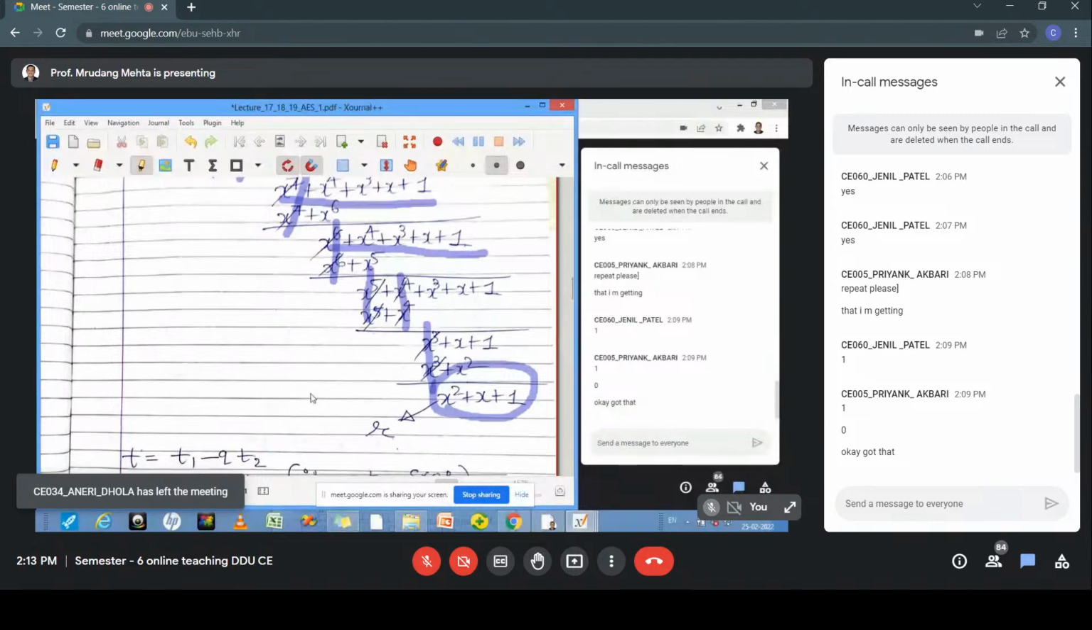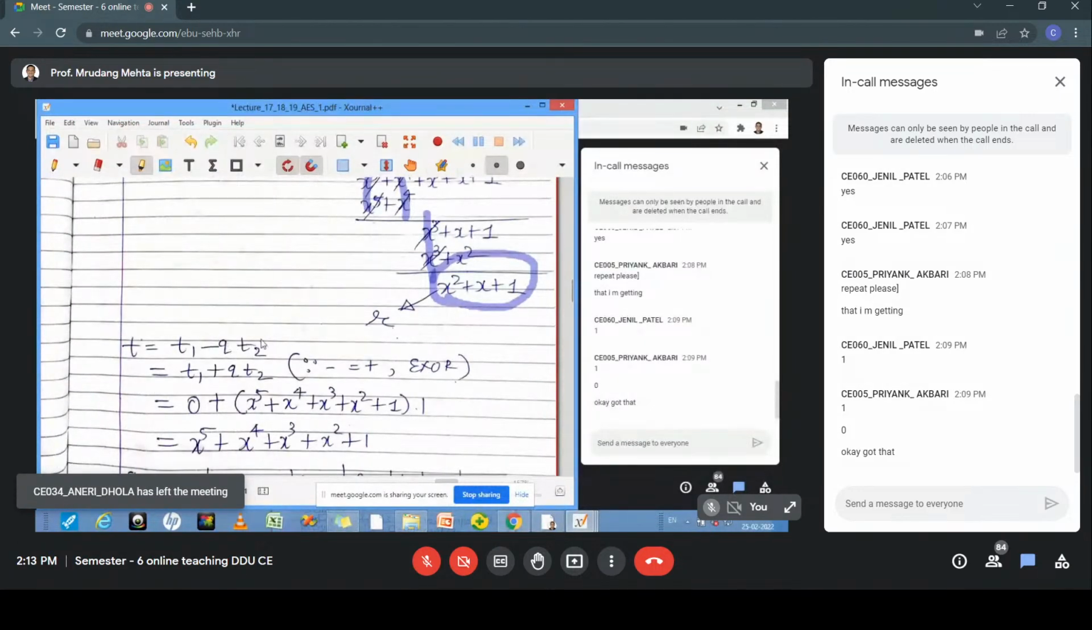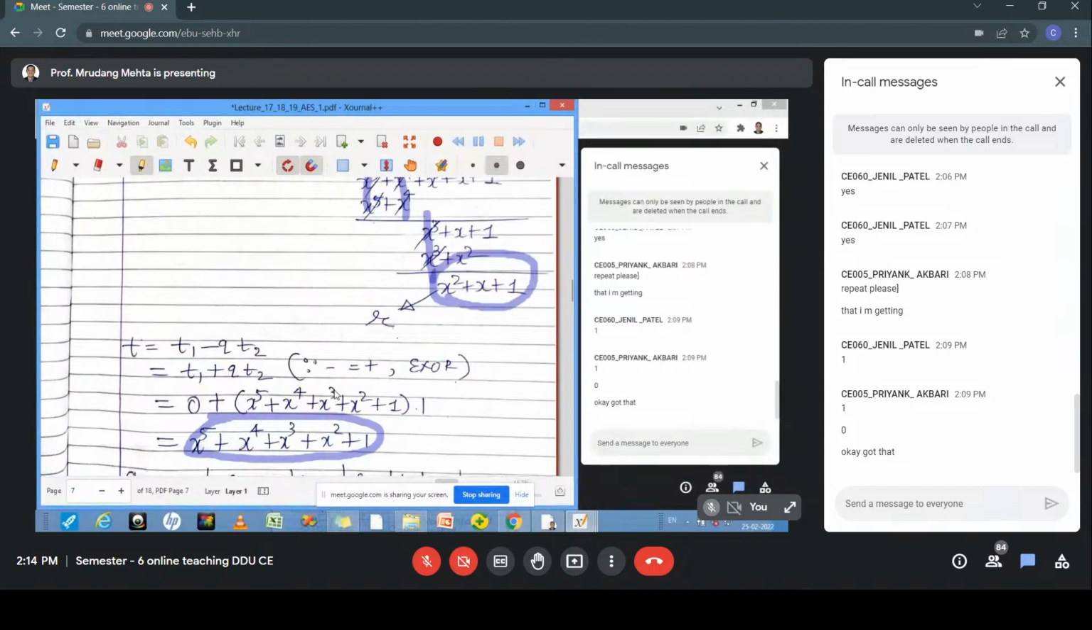And then I also calculate T1 minus Q T2. So T1 is 0 and minus becomes XOR, and XOR is plus. So Q into T2. Q is x raised to 5 plus x4 plus x cube plus x square plus 1 and T2 is 1. So this is the T value. Okay, is this first step clear?